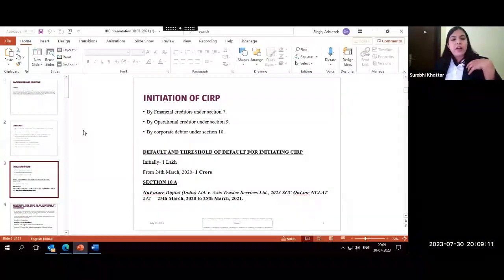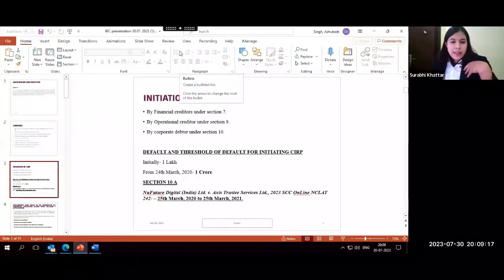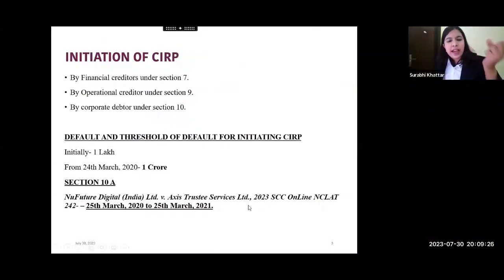A guarantee, a corporate guarantee, is also a financial debt. Say the loan to ABC Limited was secured by XYZ Limited, which stood as a guarantor. Now, even this guarantee and the obligation under the guarantee would be covered as a financial debt.